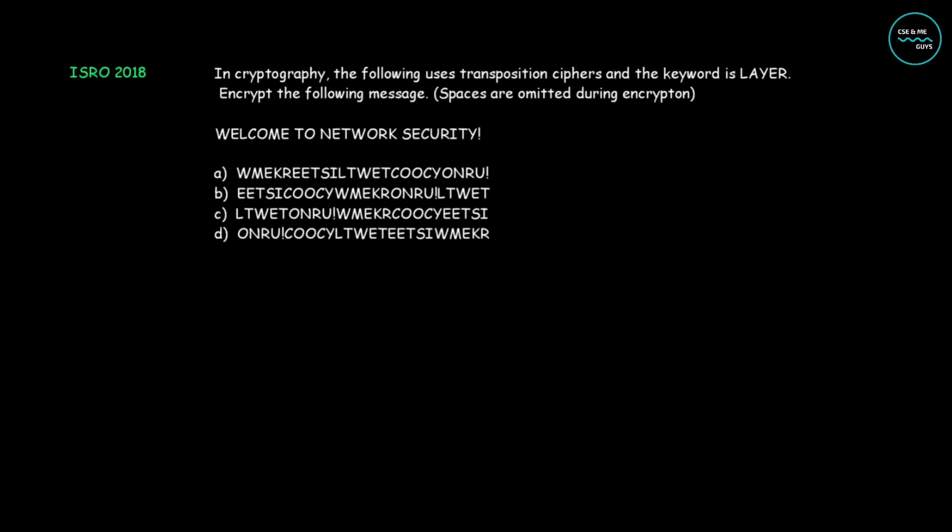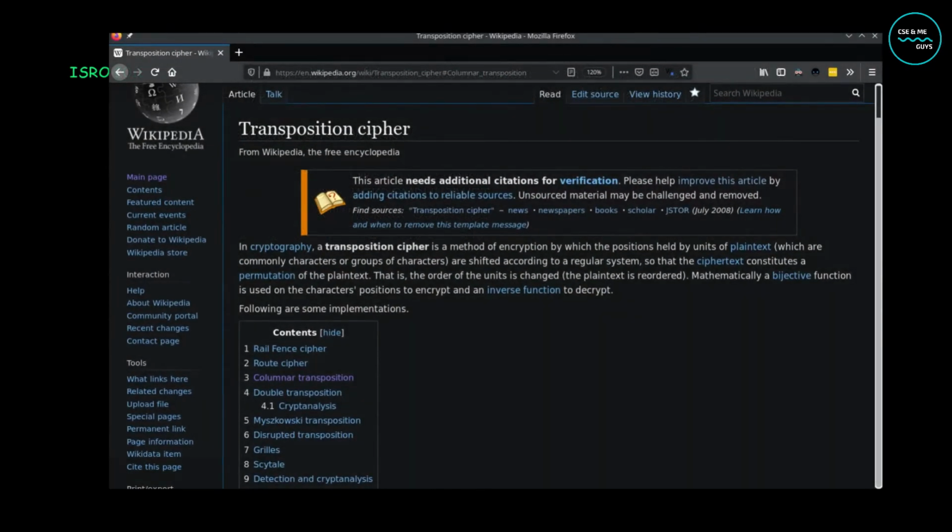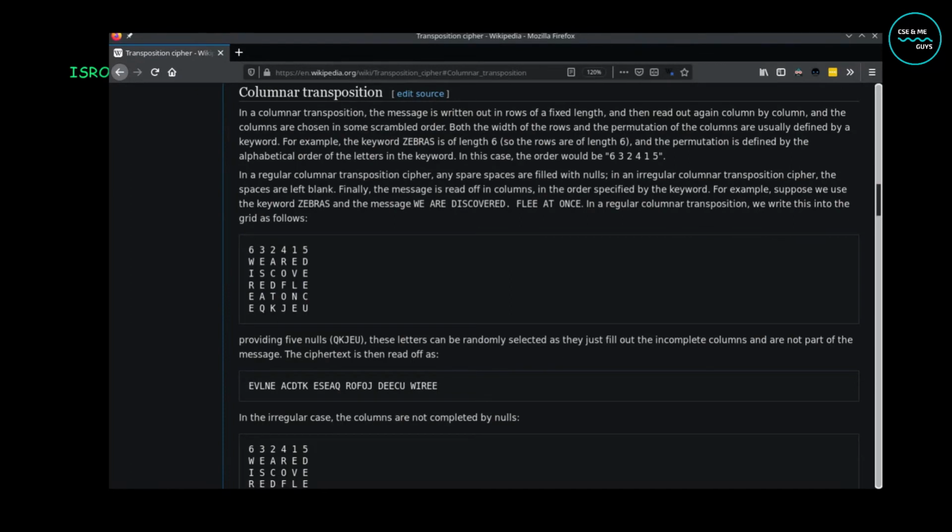So how do we encrypt this message? Let's first look at what the message is saying. The message is... okay, one more thing, let's look at the question. The question is from transposition cipher, specifically columnar transposition. So what happens in columnar transposition? The message is written out in rows of a fixed length.